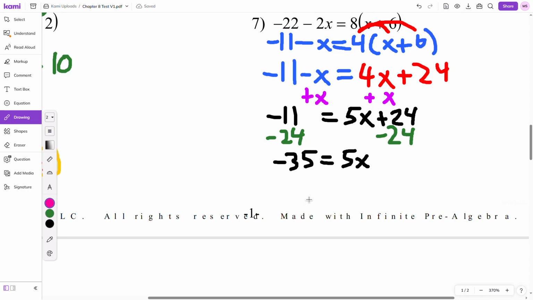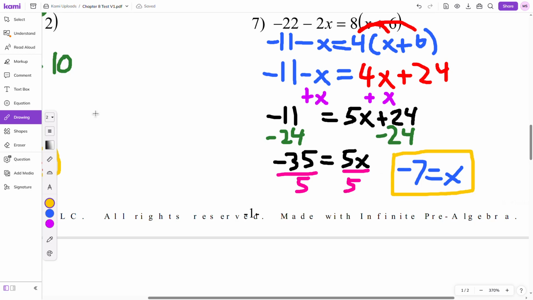So I'm going to do exactly that. I'll just use this color here. So I'm going to divide this by 5, and I'm going to divide this by 5. And that means that the answer, I'll use blue, is negative 7 equals x. And that is it. That's all I have to do. x is negative 7, and we're done.